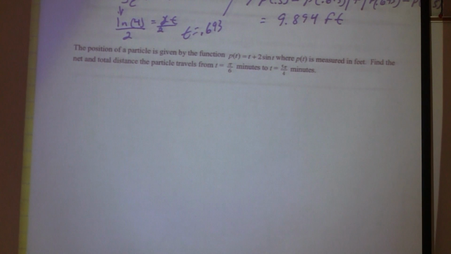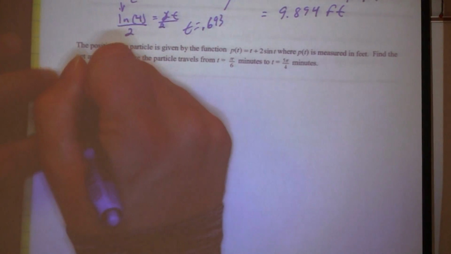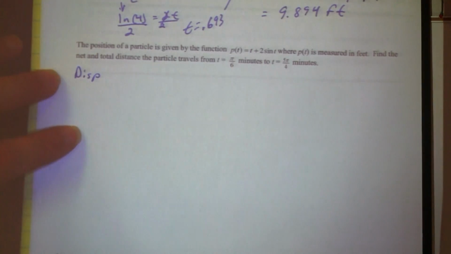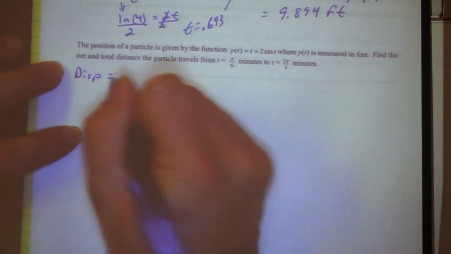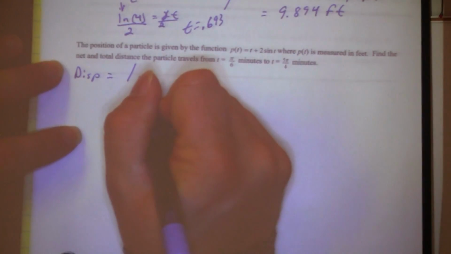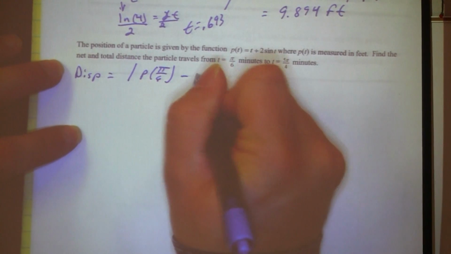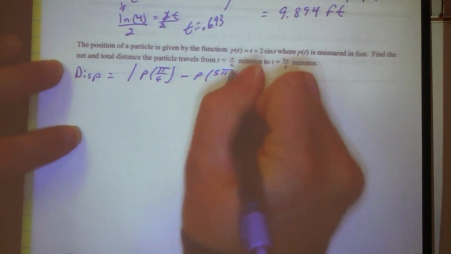Alright. Let's do one more with trig. It says the position of a particle is given by this function measured in feet. Find the net and total distance between pi over 6 and 5 pi over 4. We good? Alright, so what would be my displacement here, Kristen? Absolute value of P of pi over 6 minus P of 5 pi over 4. Beautiful. Super easy?